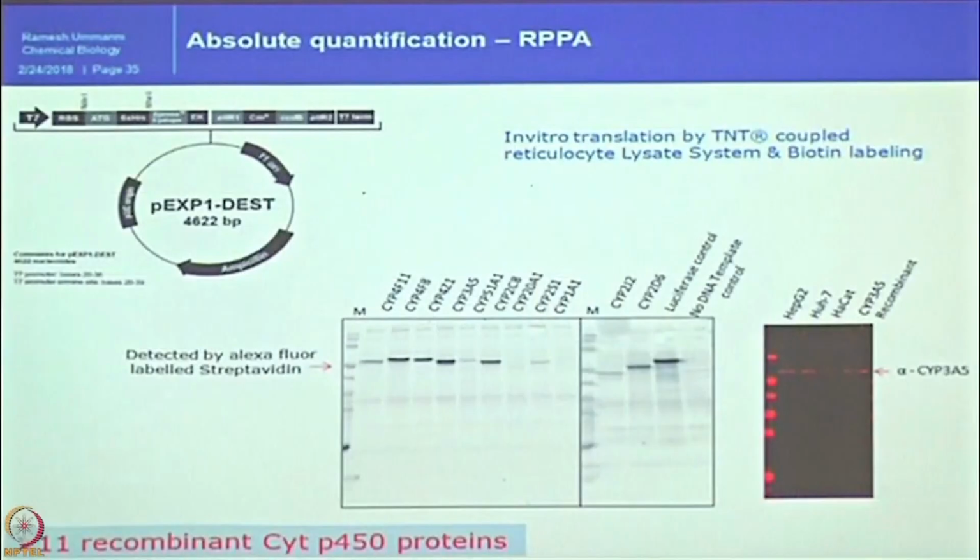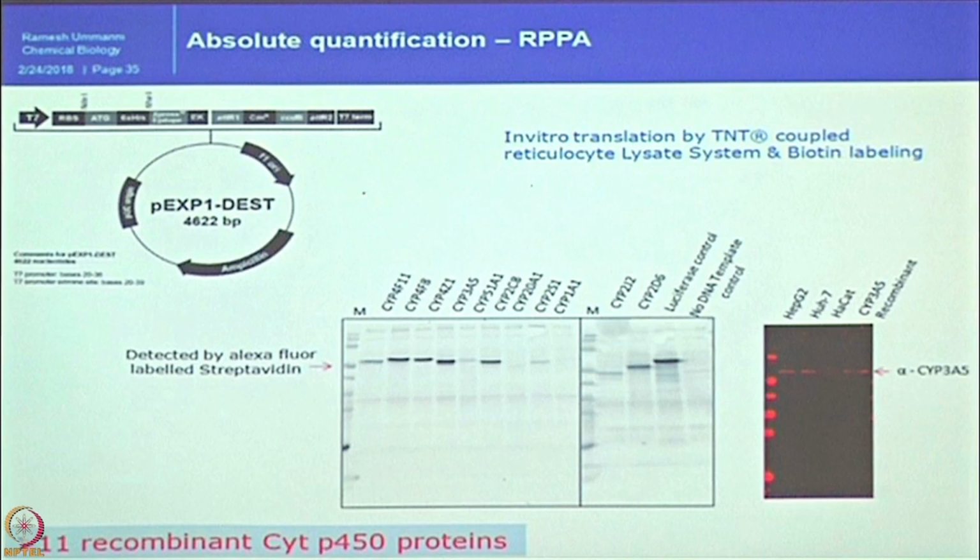I will show you one example. In this case, at least for the NASH project, non-alcoholic steatohepatitis project, we tried to express all 11 recombinant cytochrome P450 proteins as fusion proteins, and using this vector system we developed the proteins and purified them, checked the antibody specificity, and used them as standard proteins to quantify the cytochrome P450 protein levels in a certain population of cells.